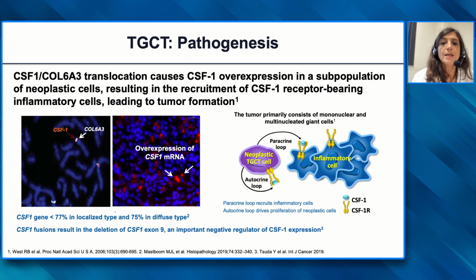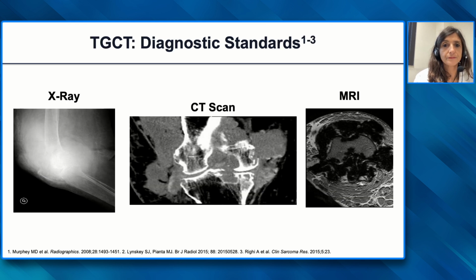which causes the growth of the tumor. But the peculiarity of the disease is this loop between the neoplastic cells, the purple ones, and the inflammatory cells. So the symptoms are driven by both components, the tumor and the inflammatory cells, through that paracrine loop, which causes the activation and the increase of the inflammatory cell infiltration.